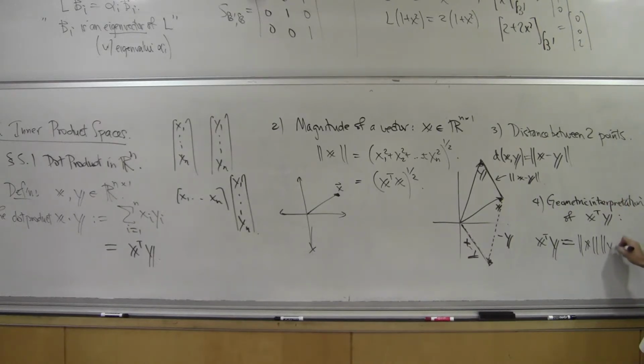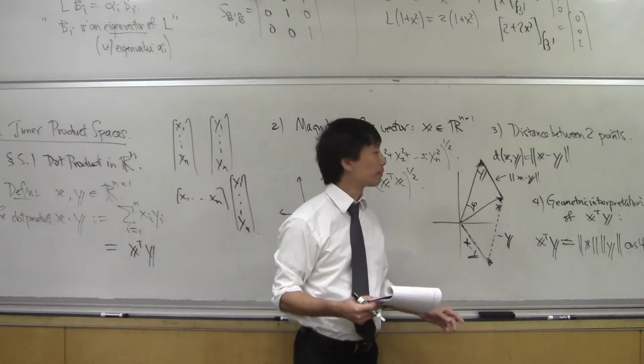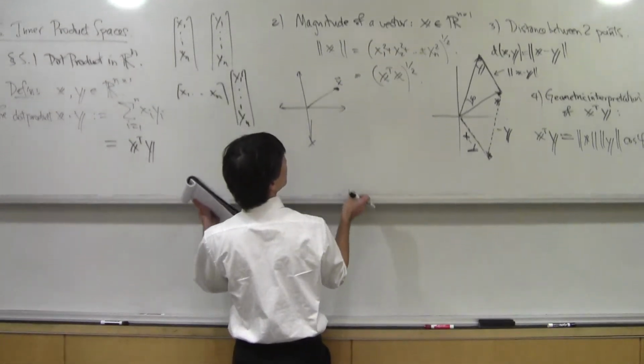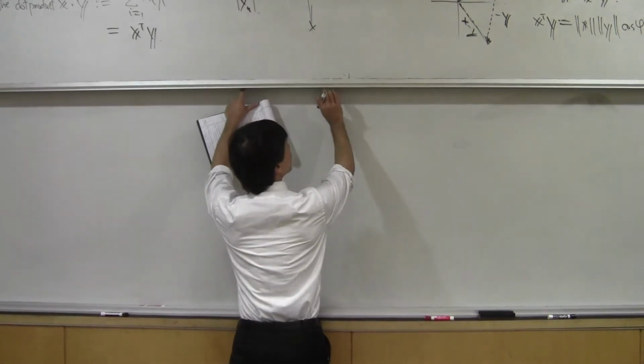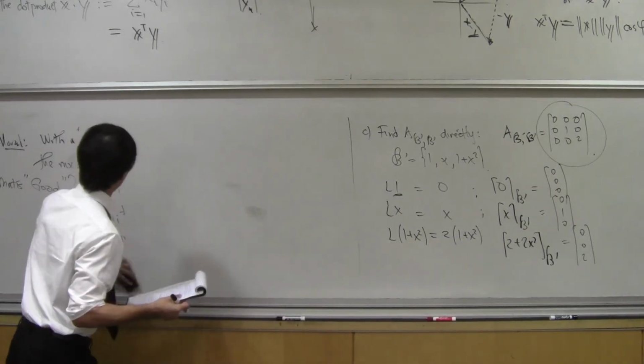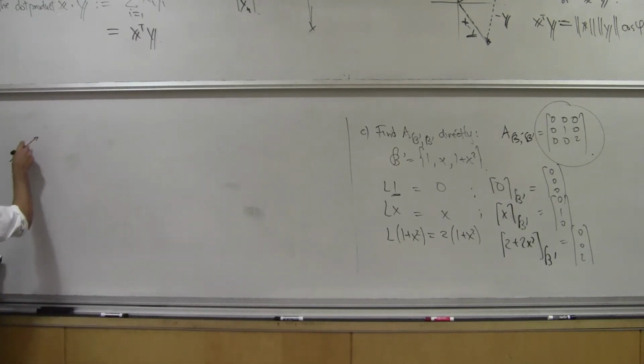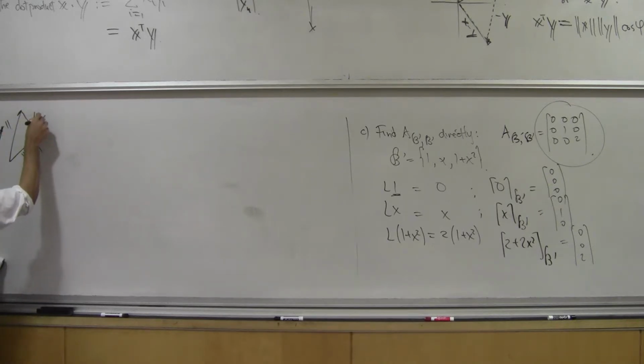So it's the product of the magnitudes times the cosine of the angle between them. And the proof of this is to use this picture that we have up here. Right, this is x, this guy is y. So this guy has length x, this guy has length y, this guy has length x minus y. Okay, and here's our angle theta.